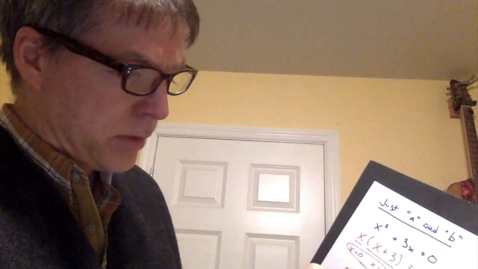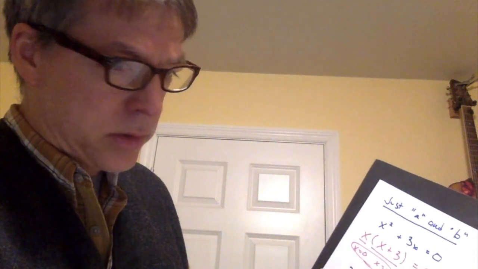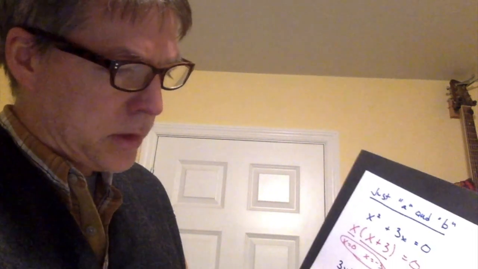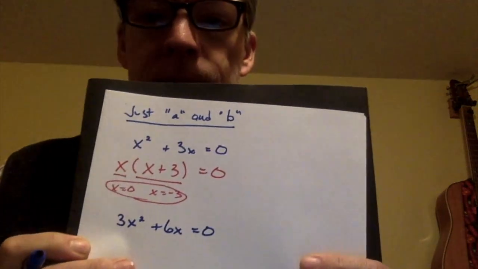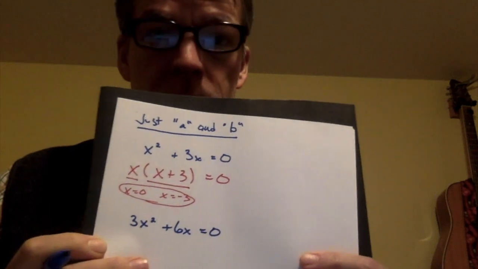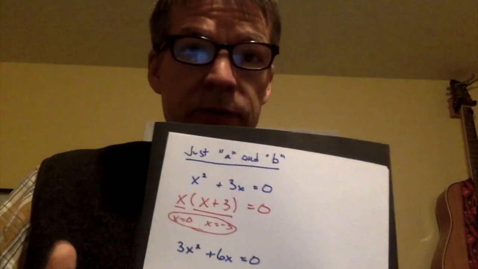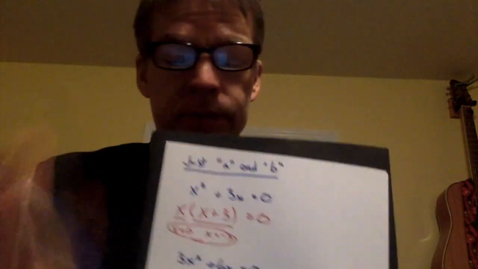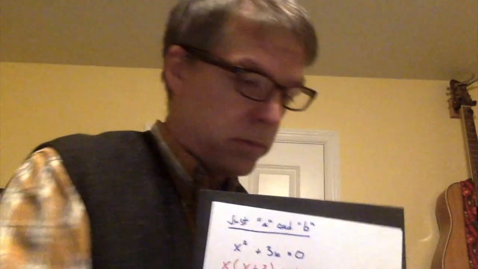See, this one I suspect you will not be able to solve. You'll run into a problem, and that's totally fine. I'll show it to you. So here I have 3x squared plus 6x equals 0. So pause the video, try to figure this one out, and then I'll show you how to do it.